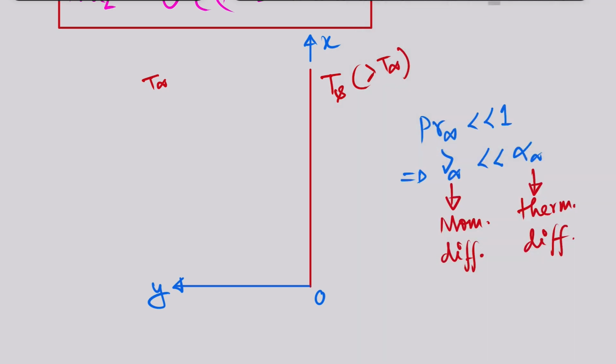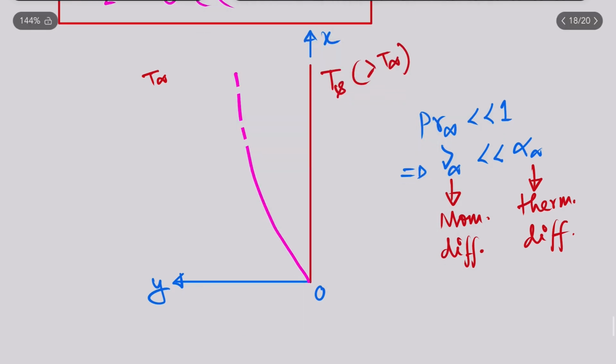So if this is my temperature boundary layer, clear? That means within this region my temperature variation is there. Where the temperature variation is there, the density variation will also be there, and if the density variation is there, the buoyancy force will be there. If the buoyancy force is there, there will be a velocity profile. There will be a non-zero velocity. The term positive velocity is not correct, but there will be a non-zero velocity.